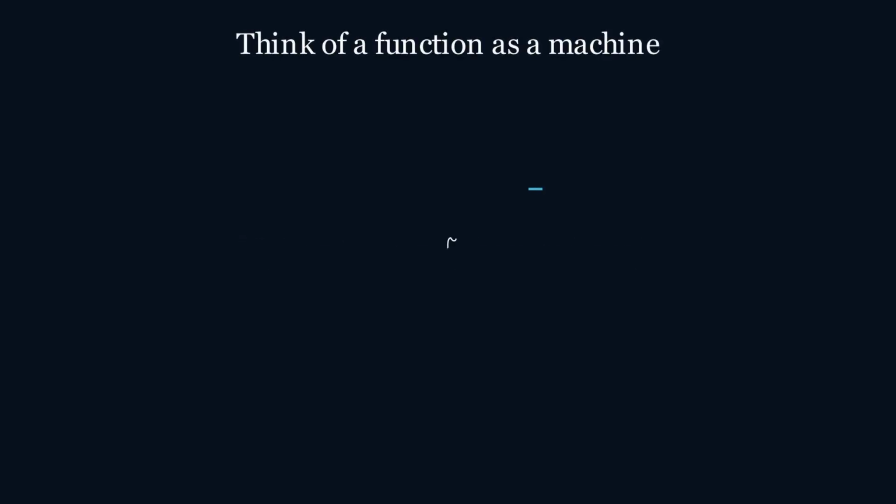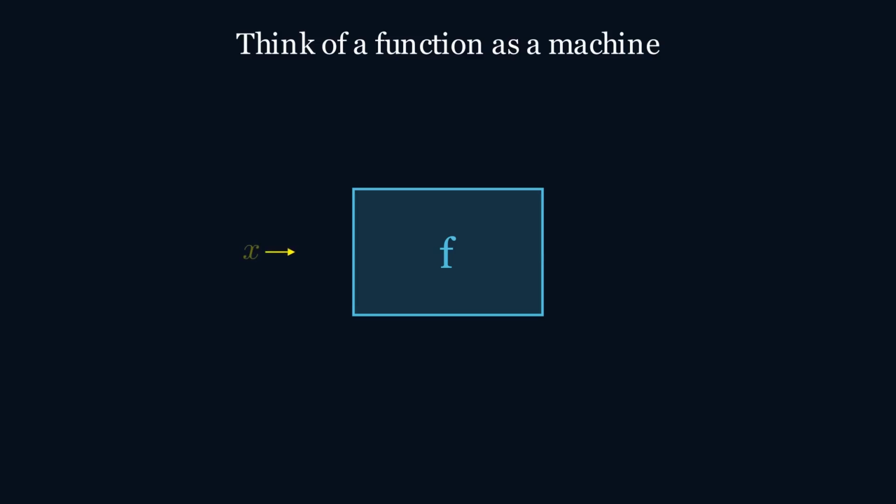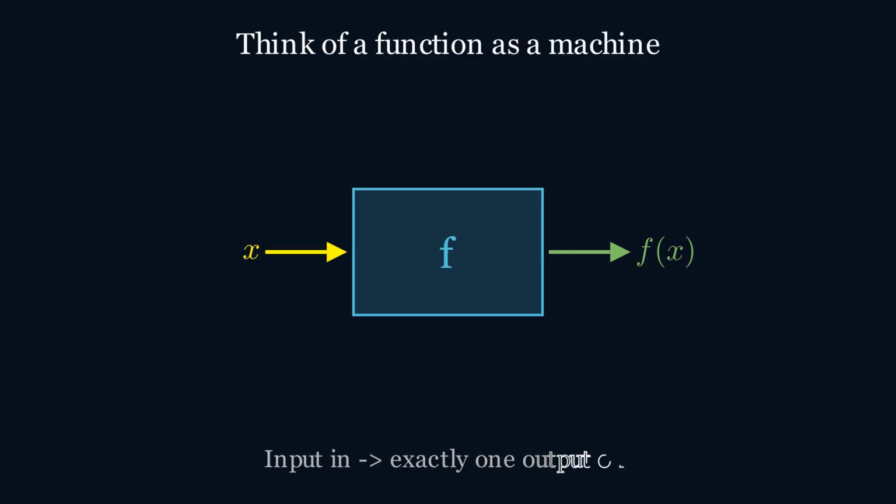What is a function? Let's find out. Think of a function as a machine. You feed it an input, x, and it gives back exactly one output, f of x. One input always produces exactly one output. That's the whole rule.